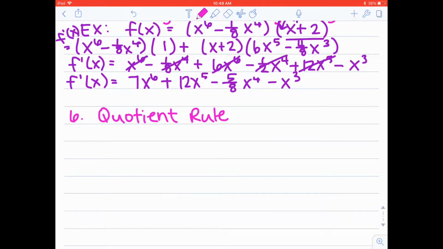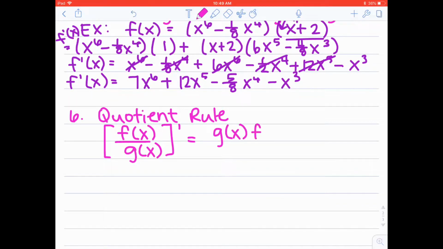And the quotient rule is if you're taking one function and you are dividing it by another function, and you want to take the derivative of that, then the quotient is the bottom times the derivative of the top minus the top times the derivative of the bottom divided by the bottom squared.